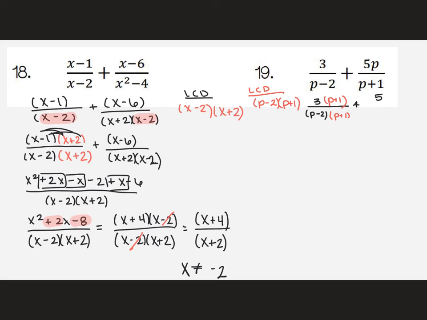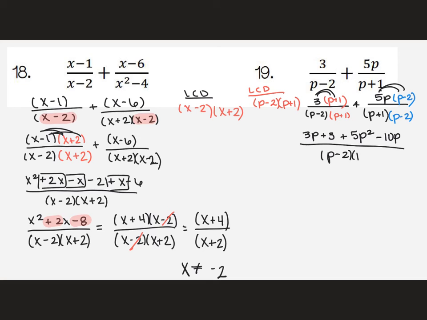Rewriting the second fraction, I would need to add p minus 2 to the denominator, and anything added to the denominator also has to be added to the numerator. Then I can rewrite this as one problem. So I have 3, I'm going to distribute while I rewrite actually. So 3p plus 3 plus 5p squared minus 10p all over p minus 2, p plus 1.